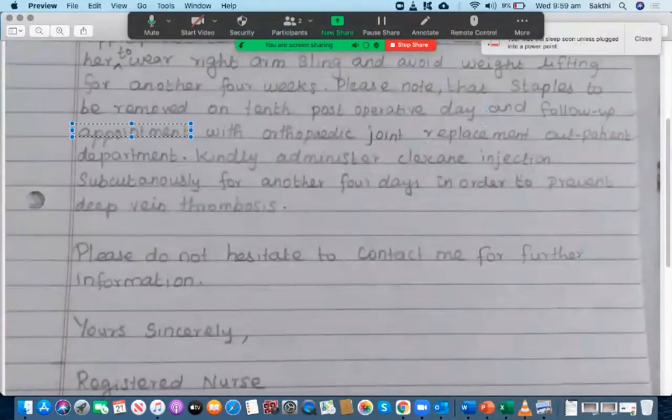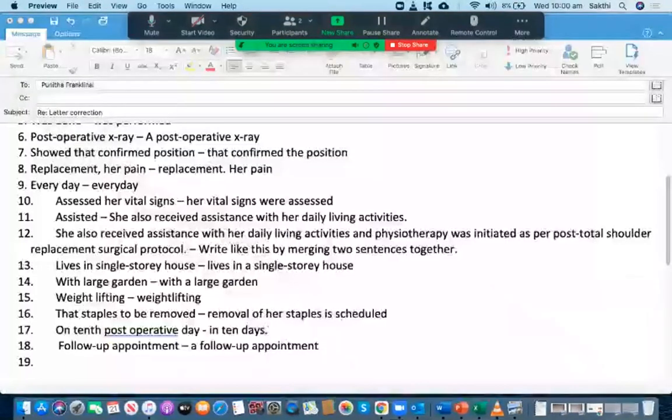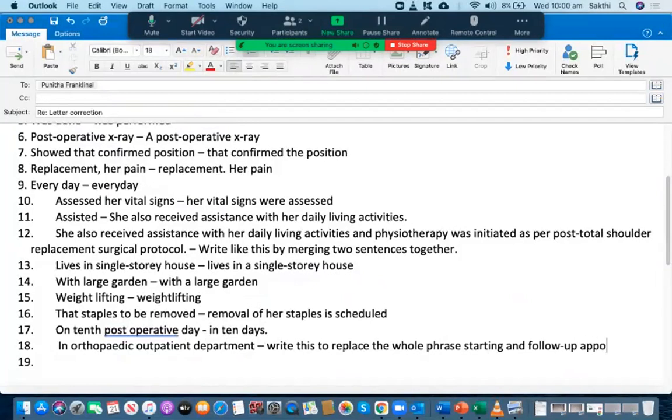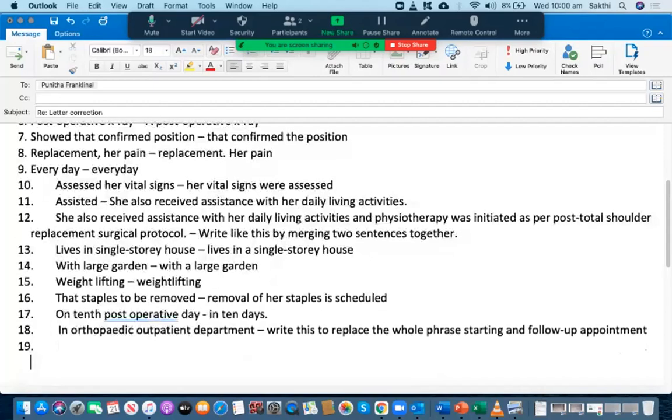All right. So you should have mentioned, scheduled, okay, follow-up appointment. Instead of that, the whole phrase you should have mentioned in 10 days, and then in orthopedic outpatient, whatever, you know, outpatient department or whatever it is, whatever they mention, okay, write this to replace the whole phrase starting and follow-up appointment, okay? So you have to remove the whole thing because it's not going to give you any additional appointment, right? So it's in the same appointment. So you should not write it down.